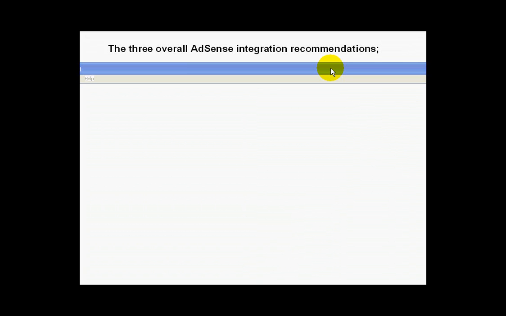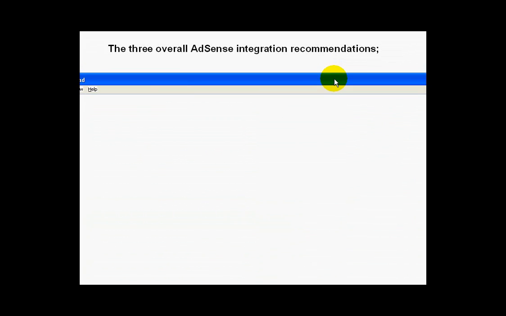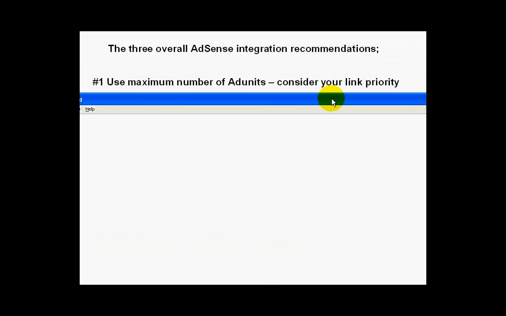To maximize your Google AdSense revenue, you want to make full use of as many ad units as possible. Google currently allows you to use 3 ad units, 1 link unit, and 2 Google search boxes on a single page at any time. So recommendation number 1 is to use the maximum number of ad units that you can.